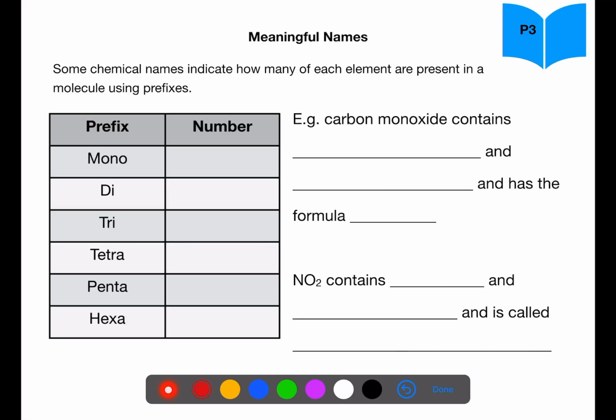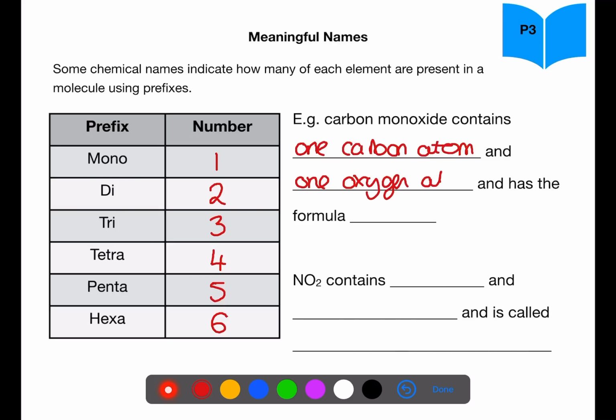Some chemical names indicate how many of each element are present in a molecule using prefixes. Mono means 1, di means 2, tri means 3, tetra is 4, penta for 5 and hexa for 6. For example, carbon monoxide contains one carbon atom and one oxygen atom. It has the formula CO.